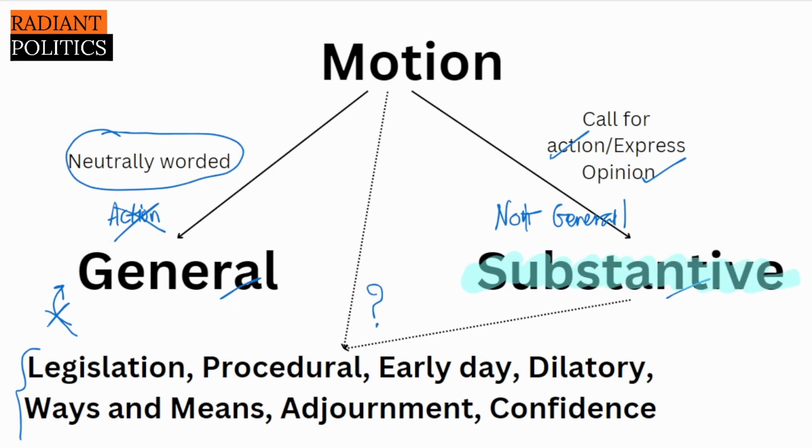I am gonna go through the list here down below in case any of you are curious. These motions are definitely not general because they ask or force the House to do an action, but they may not completely fit the meaning and definition and requirement of substantive motion either. Legislation motion is a motion to make law, for example, that the bill be now read for a third time. Procedural motion is a motion related to a procedure, for example, that this House do now sit in private.